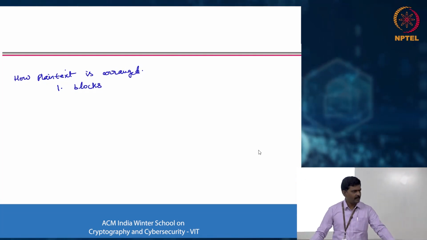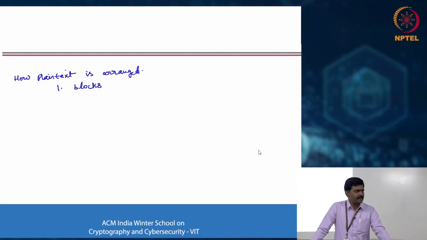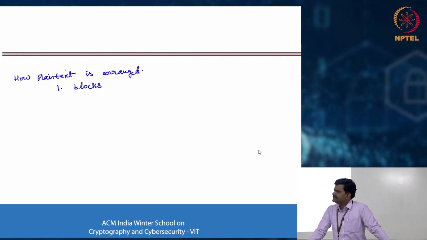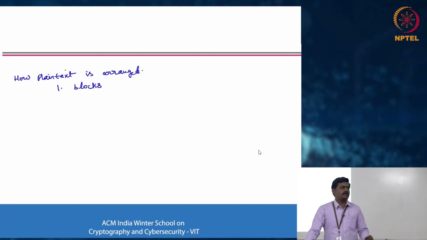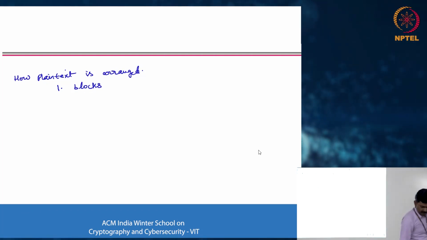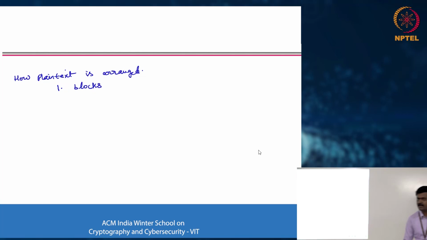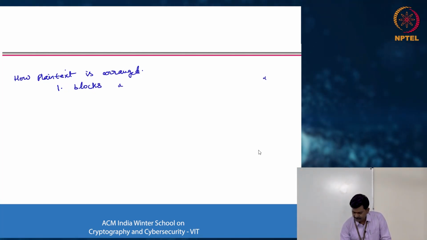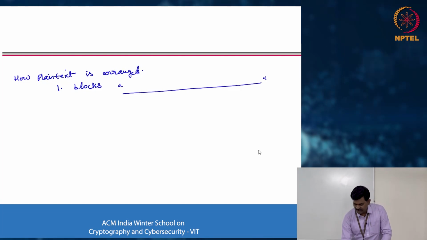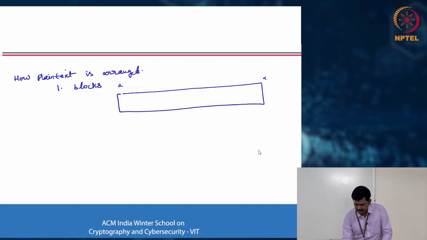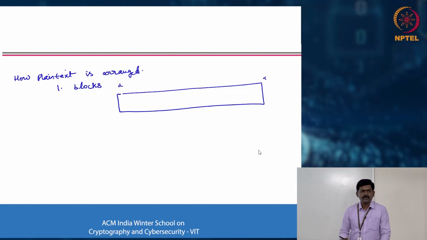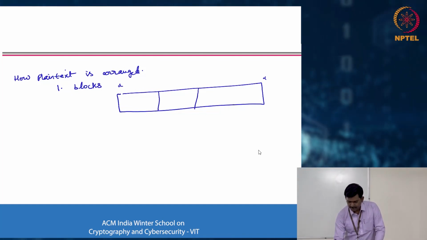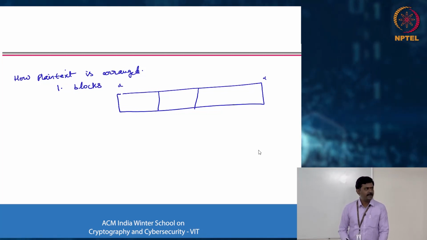Do we see that always your plain text will be of one letter or two alphabets? Plain text would be of any size, right? So the way we organize the plain text is, number one, as blocks. So you take the lengthy plain text. Imagine that I have a lengthy plain text. This is my whole plain text. What we do is we divide it into blocks.